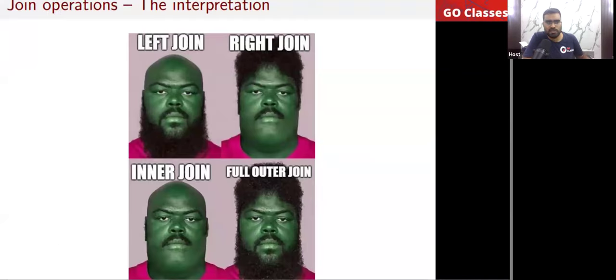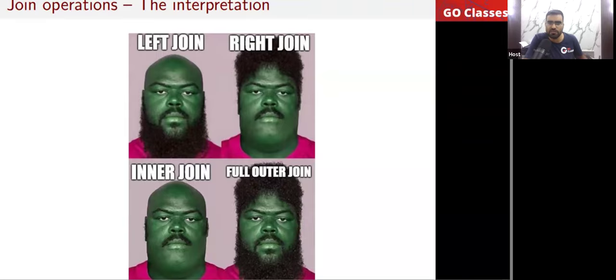This is a meme you can see on your screen. This is the inner join. Now, in the left outer join, we add the dangling tuples of the left table. In the right outer join, we add the dangling tuples of the right table. In full outer join, we add the dangling tuples of both left and right table. So inner join, left join, right join, full outer join.